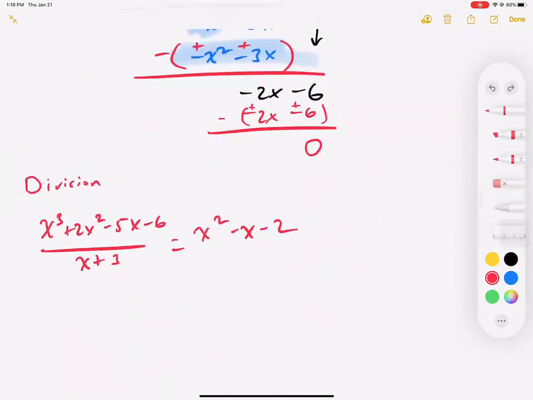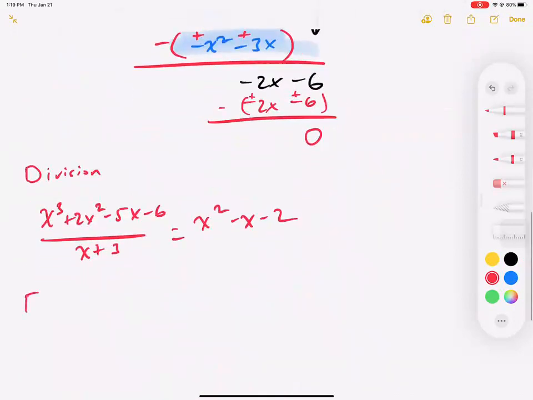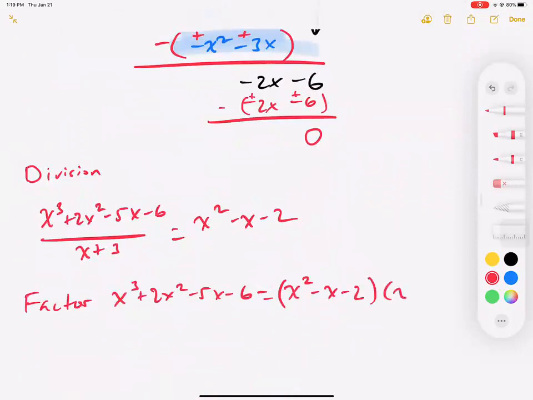But let me answer a different question. What if I asked you to factor? If we factored it, we would actually have to write both terms out again. Okay? So one question will be divide. If we divide, this is what's left over.